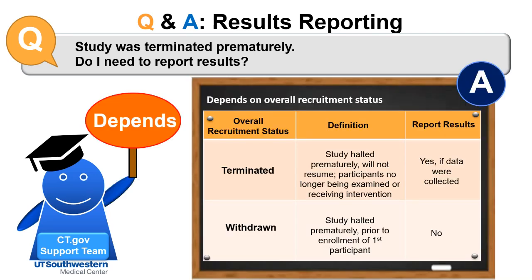So results reporting is required for terminated studies, and it depends on the overall recruitment status and whether or not data were collected for the purpose of the study. For those studies that are terminated prematurely, but data were collected, results reporting of available data is required, even just the demographics. Whereas for those studies that are withdrawn before starting enrollment, no results are required to be reported because there is no reportable data.